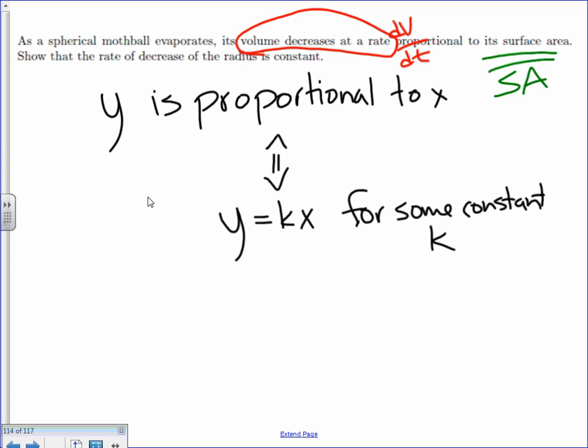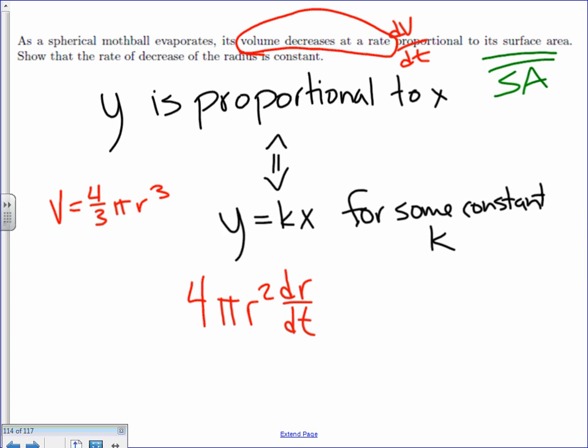Okay, so let me get equations for those things. We're working with a sphere here. So for dV/dt, I think we've used the volume and surface area equations enough that we might know that dV/dt is 4 pi r squared dr/dt. I'll put up here where that comes from. V equals 4/3 pi r cubed, and we take the derivative of that to get dV/dt. That's fine. So I got that.